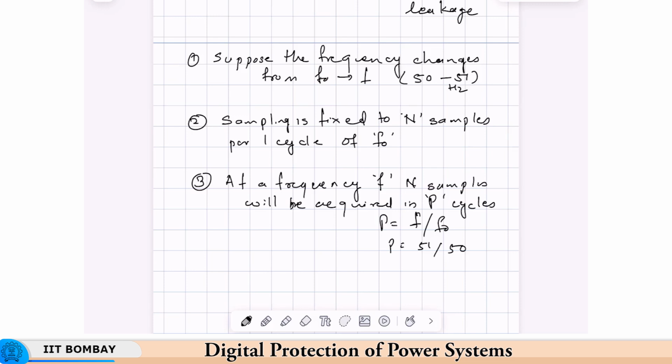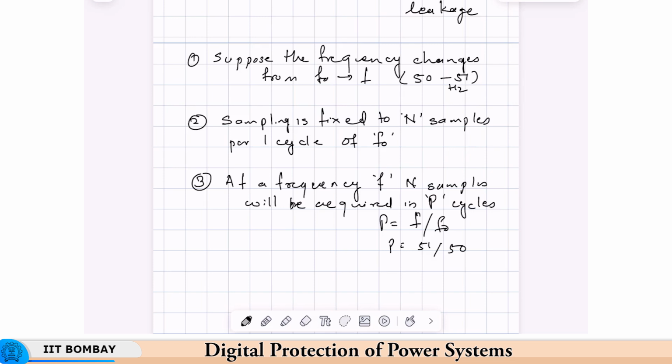Earlier, n samples were acquired in one cycle. So you could simply say that the sampling frequency was n f naught, which for 12 samples was 600 hertz, and for 16 samples 800 hertz. Now the sampling frequency still remains 800, but the system frequency has changed.